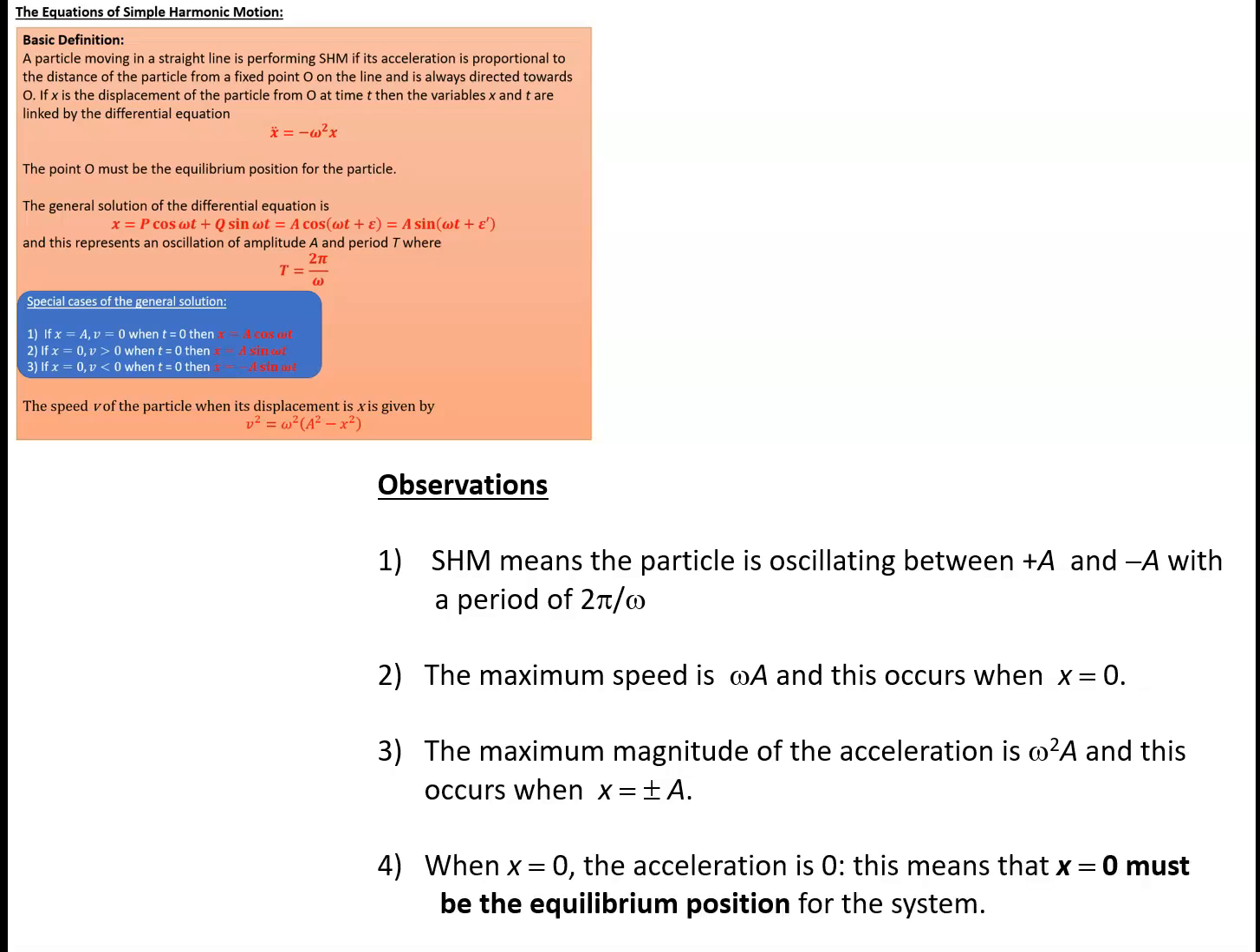And when x equals 0, the acceleration is 0, which means that x equals 0 must be the equilibrium position for the system. In subsequent videos we will see that this is crucial as the first thing when we're considering the motion of a system. If we wish to show that it is going to be SHM, we must start measuring the displacement away from the equilibrium position.